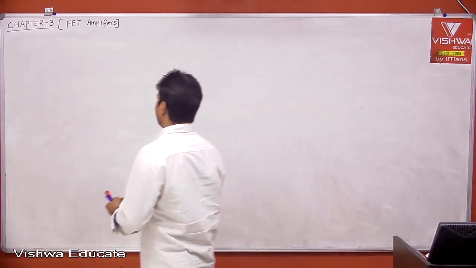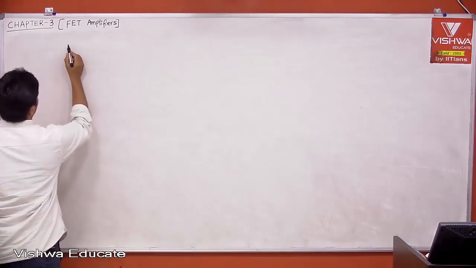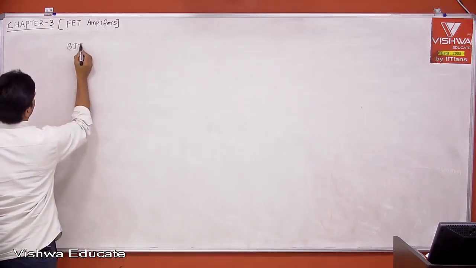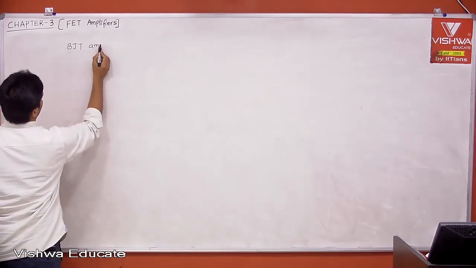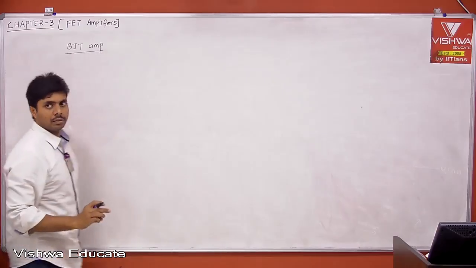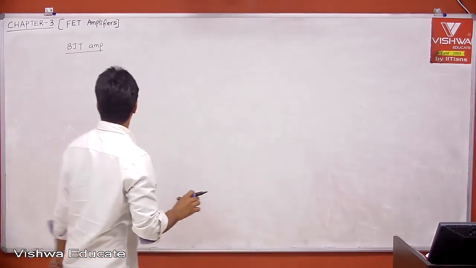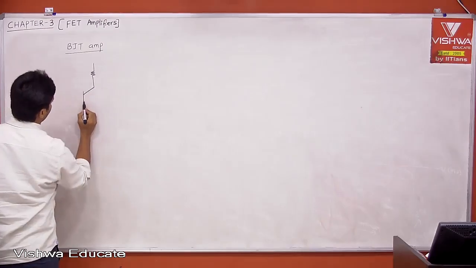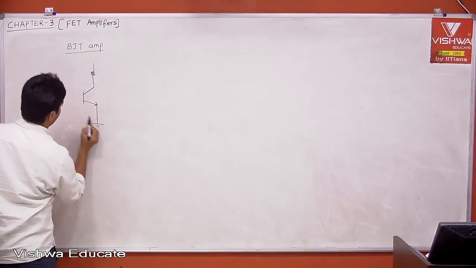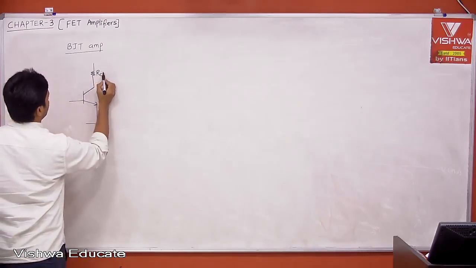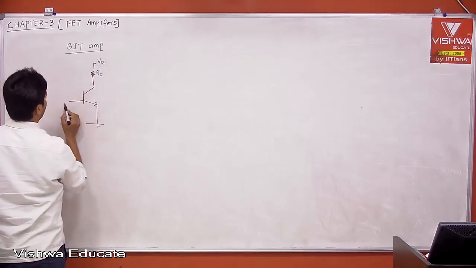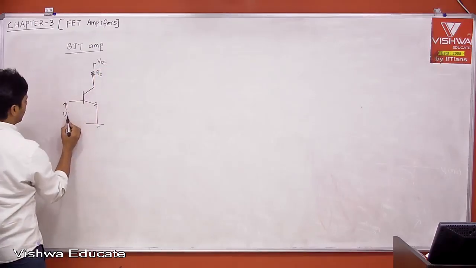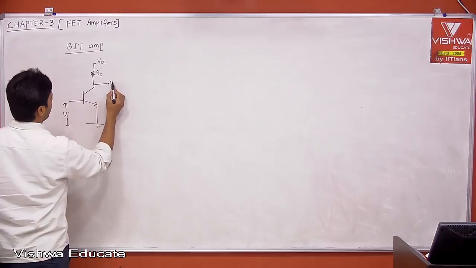Now tell me about the BJT amplifier. If you take a BJT amplifier, let us say a common emitter amplifier. This is RC and VCC, and this is your Vi, and this is your V0.